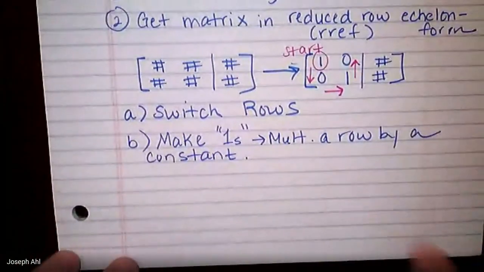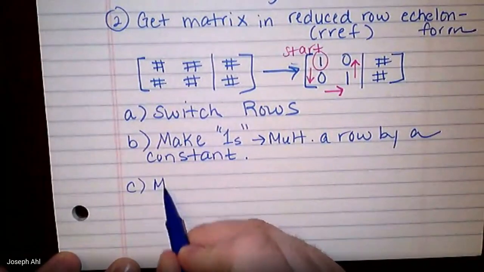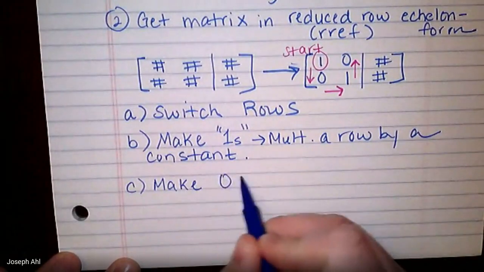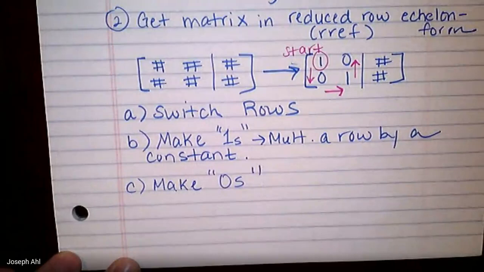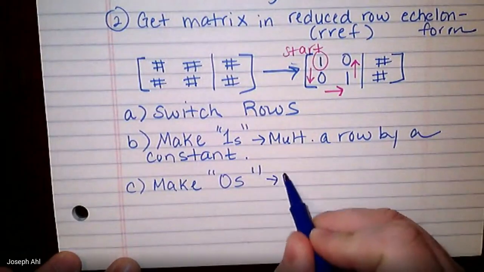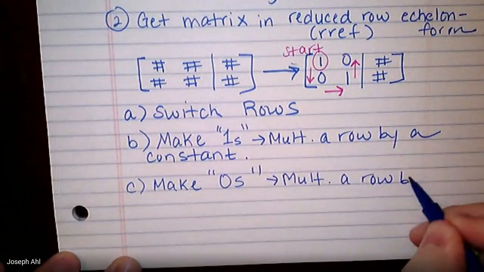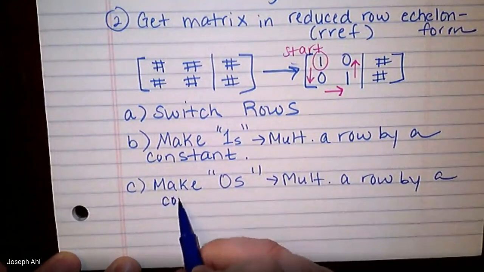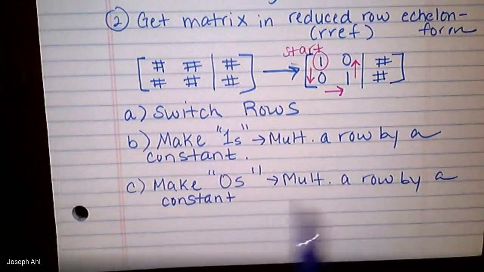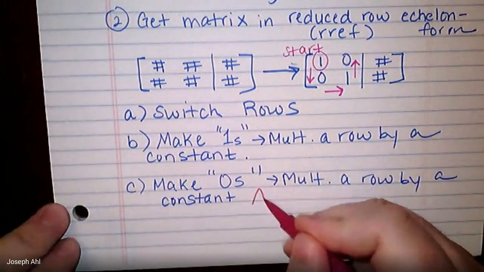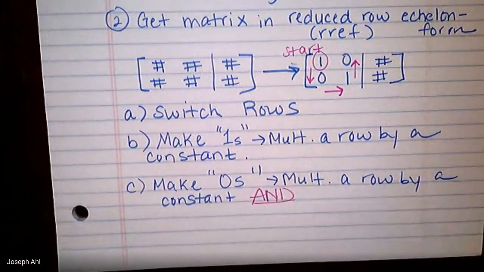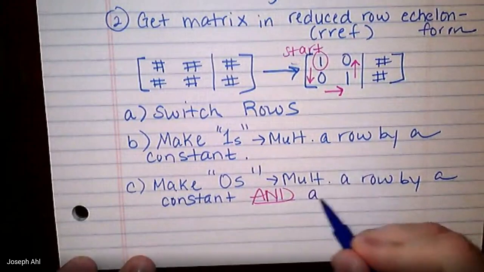Okay. And then the last thing is, what if I want to make some of those zeros? So to make zeros, you're going to multiply a row by a constant and add it to another row.